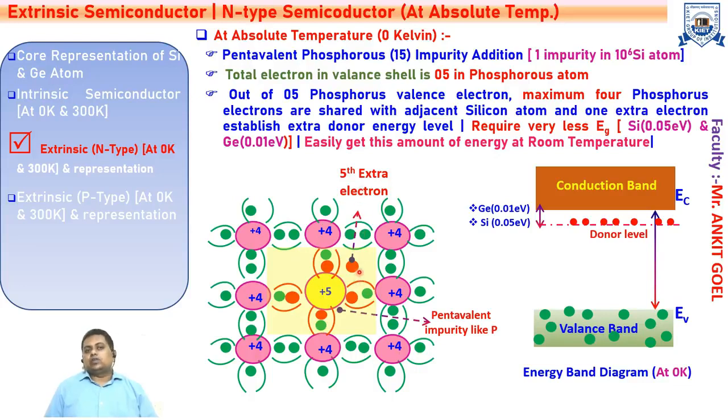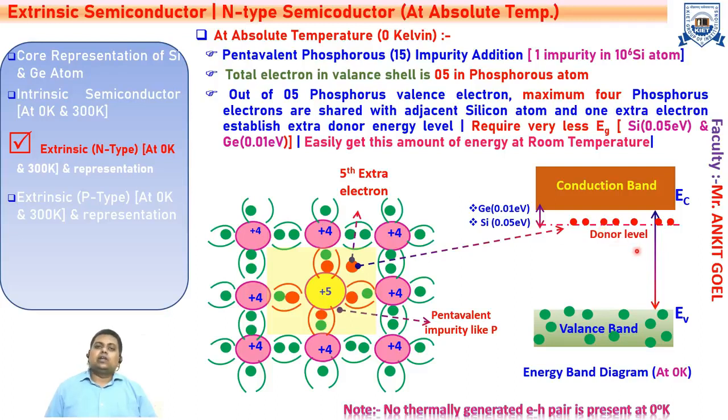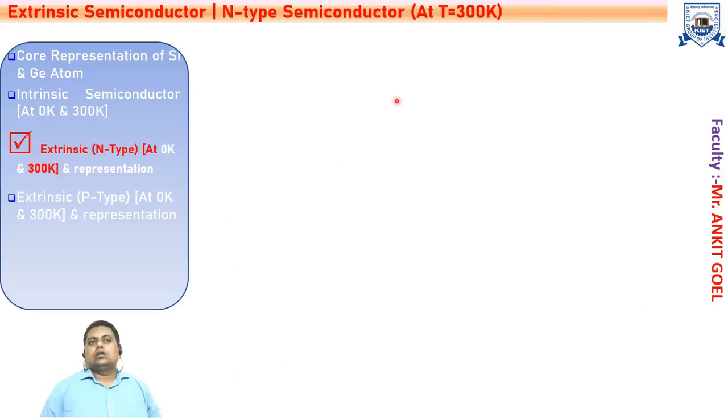As soon as this 5th electron is loosely bound to the phosphorus atom, it establishes an energy level just below the conduction band, called the donor level. The energy difference between the conduction band and the donor level is so small that it will be provided sufficiently at room temperature. Note that at absolute temperature, there will be no electron-hole pair generation process, right?